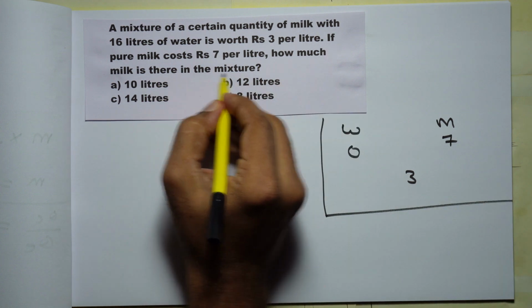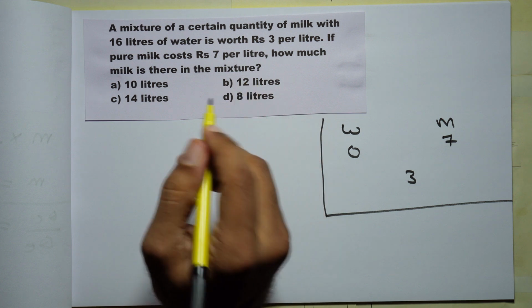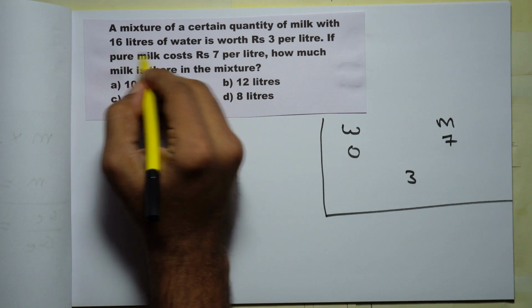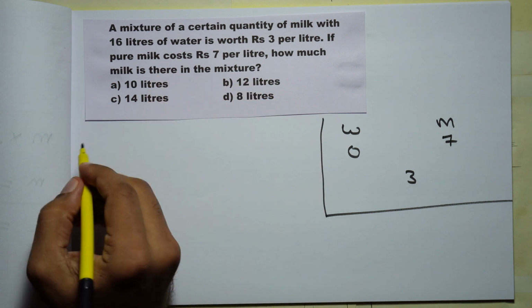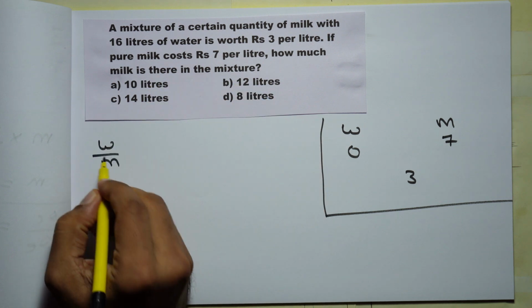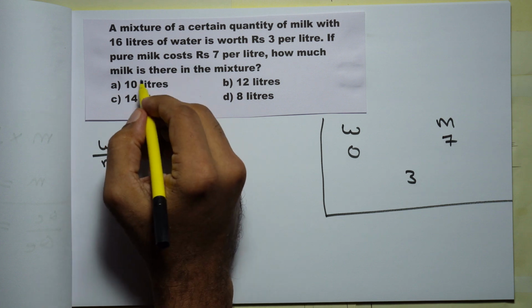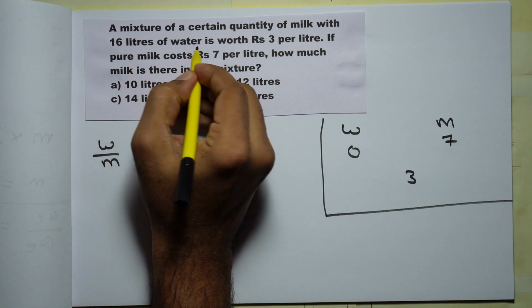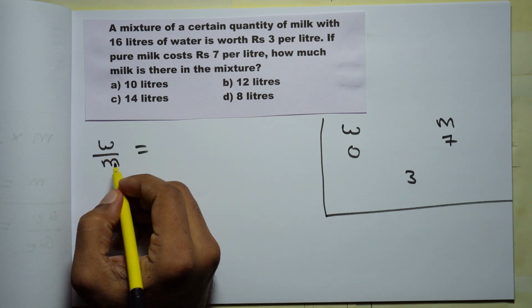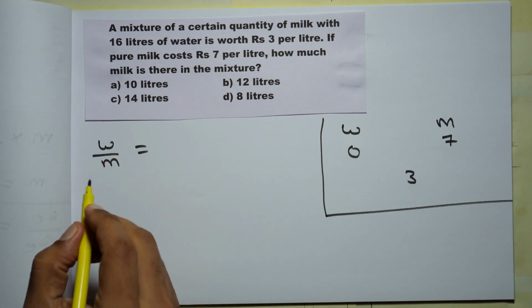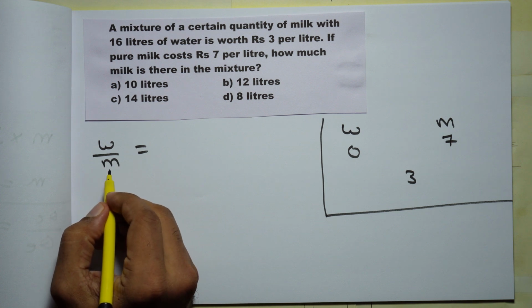How much milk is there in the mixture? That is, amount of water is 16. So how much milk is there? So if we know the ratio of water to milk, using that ratio, then we can find out the amount of milk if there is 16 liters of water. So we'll substitute into the mixtures and alligations formula. Quantity of the cheaper one to quantity of the expensive one.